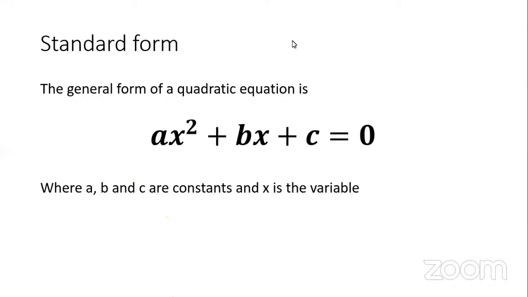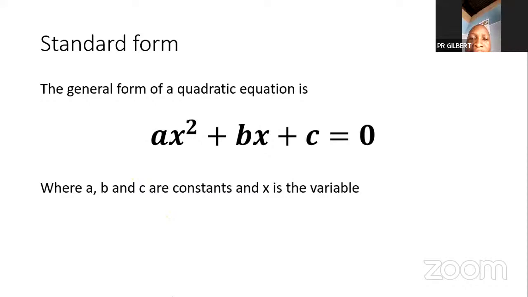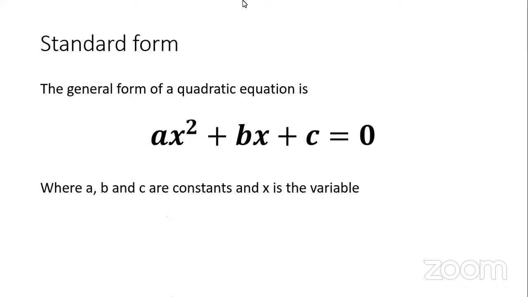Yes. I'm going to read the standard form. The general form of a quadratic is ax squared plus bx plus c equals 0, where a, b, and c are constants and x is the variable. Okay. Thank you.